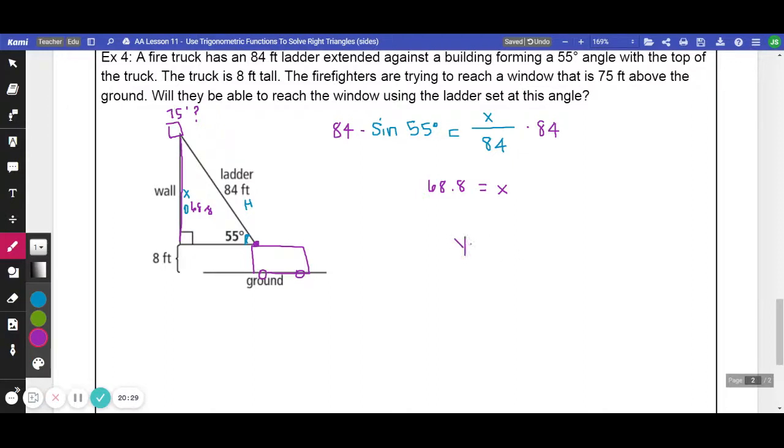Will it be able to reach? Yes. Don't just write yes. Show all the work, figure out all this stuff.